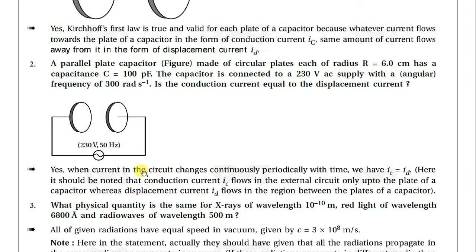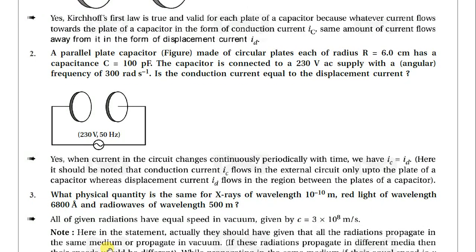It should be noted that the conduction current IC flows in the external circuit only up to the plates of the capacitor, whereas the displacement current ID flows in the region between the two plates of the capacitor. So this is the basic phenomenon.